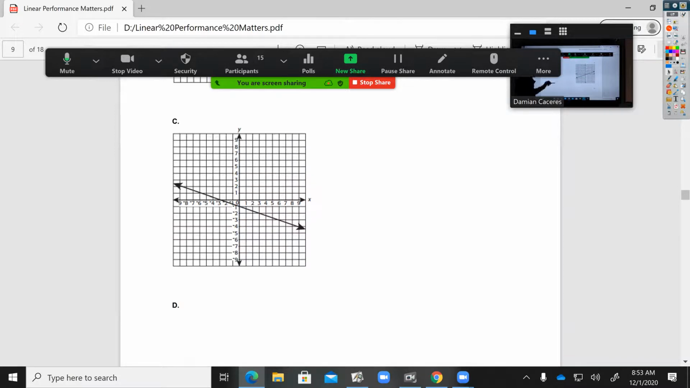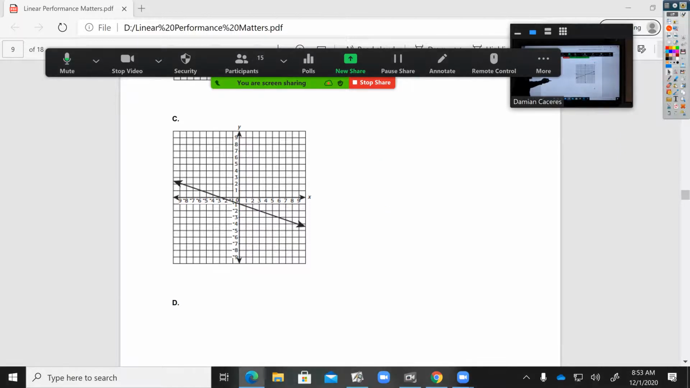Now, on C, it has the correct y-intercept, but the slope is down 1, right 3. The problem with this one is that down 1, right 3 is negative 1 over 3. What we're looking for is a slope that's positive 1 over 3. So we already know because A, B, and C were eliminated, the answer is D.